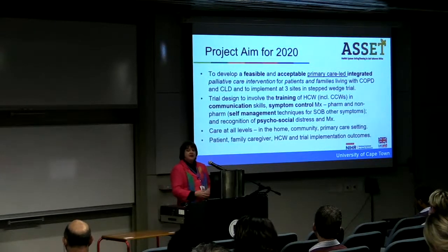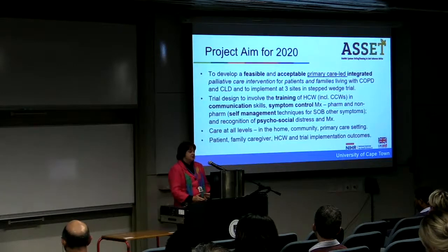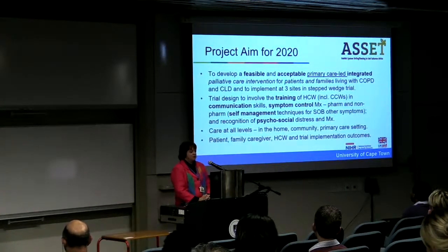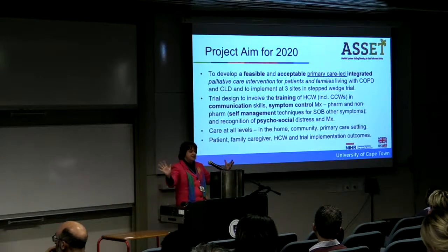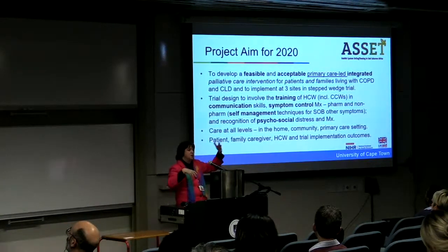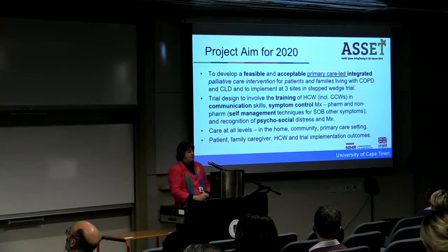So the next stage of our study, which we will be starting in January, we're developing the intervention now to test from January. It is a feasible and acceptable primary care-led integrated palliative care intervention that we're going to implement at three different sites in a step-wedge trial. So the first site will be a control, and then there'll be training and the intervention, and then the next one will do the control and the intervention, and then the third one.